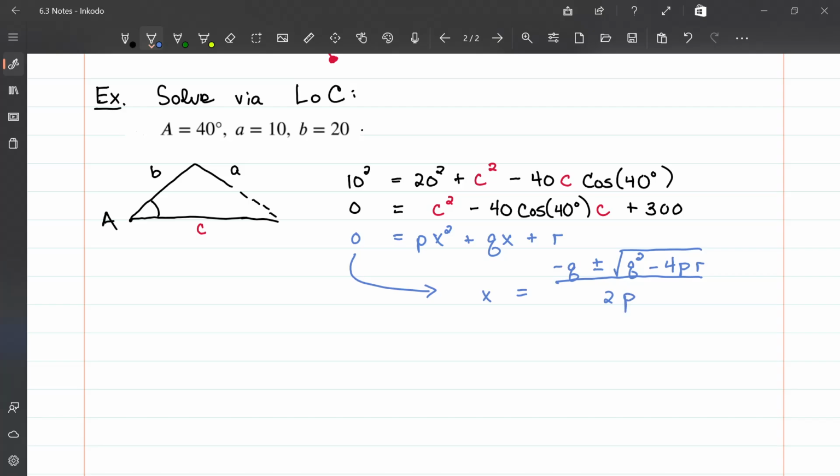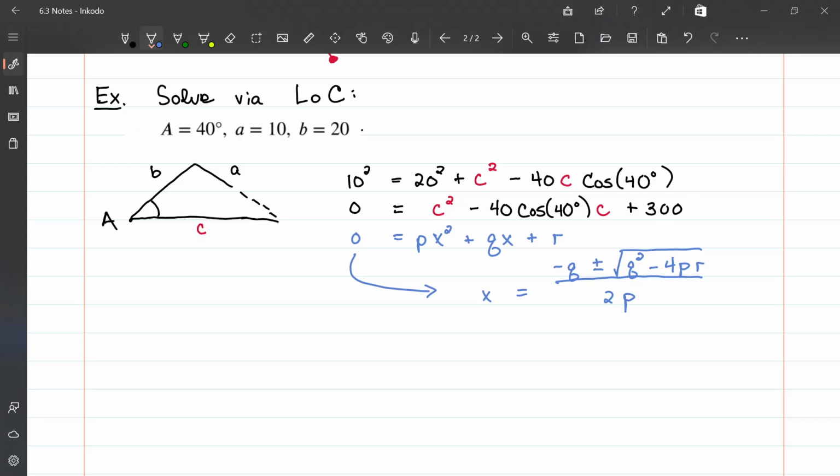If you do this, you can figure out what x is, and we can do a very similar thing to figure out what c is, if c is possible. In this particular case, you'll notice that since it's just c squared, the coefficient on c would be 1. When I talk about q, I mean everything that is being multiplied by c, so negative 40 cosine of 40 degrees, and when I talk about r, I mean 300 here.